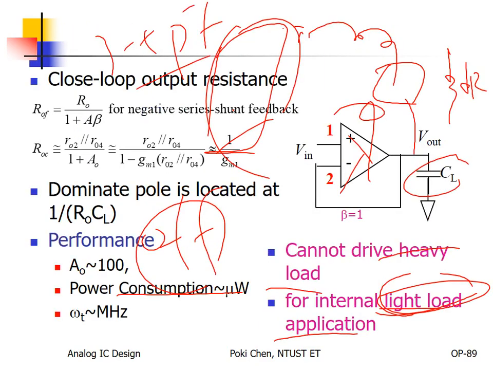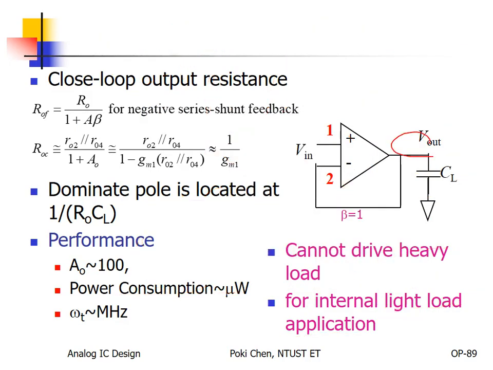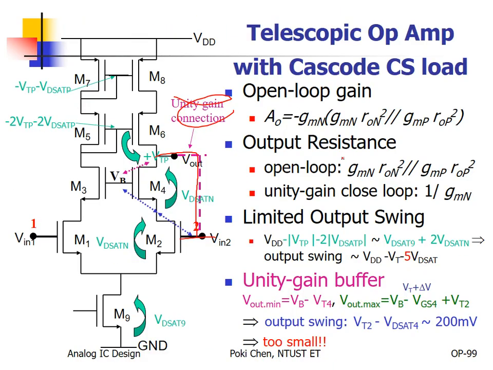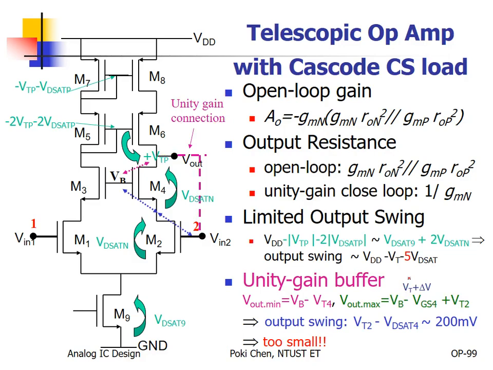See, your output needs to be connected back to the inverting input instead of the positive input. Okay? So let's go further. After such kind of voltage buffer connection, unity gain connection, you will put a serious constraint on the bias voltage here. Okay? All right, let's go for it.